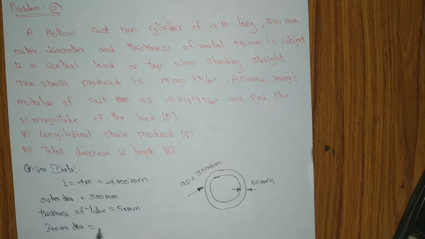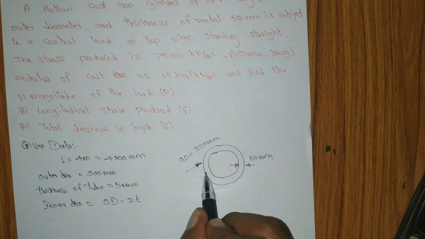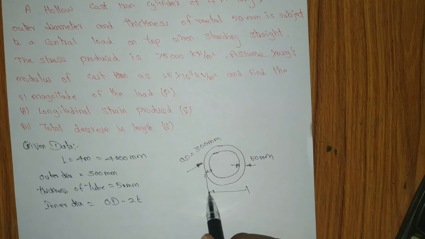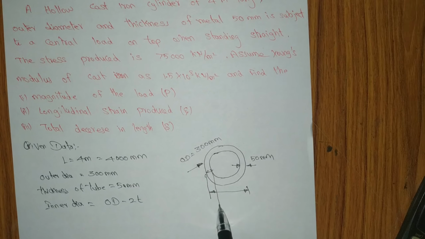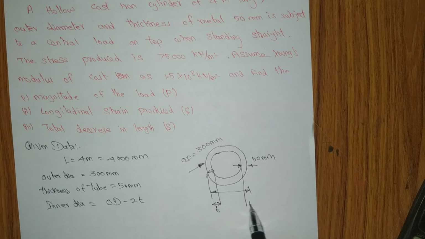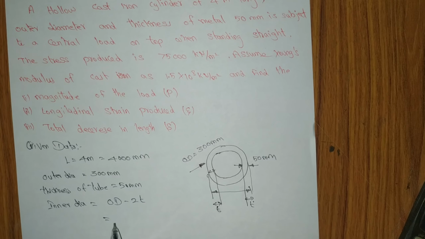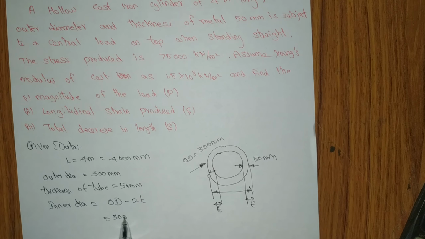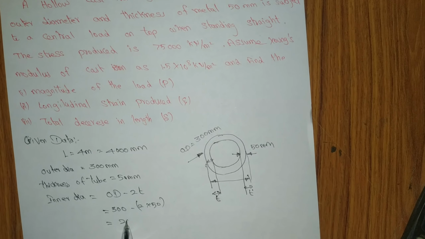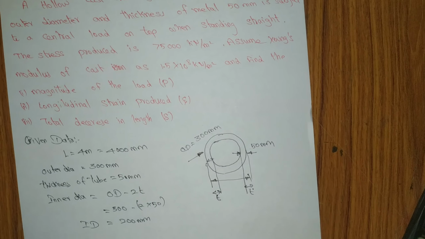Inner diameter is outer diameter minus 2 times of thickness. They have given the entire outer diameter, and we need the inner diameter value. So this is T and this is T. We need to subtract 2 times of T from the outer diameter. So we have outer diameter 300 mm minus 2 times of thickness 50, so we have 200 mm. So inner diameter is 200 mm.